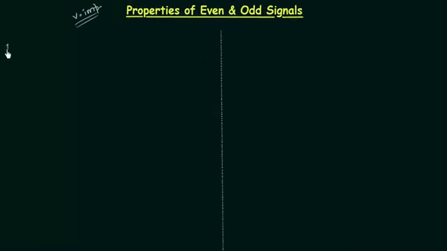In the first property, we will calculate the even component and the odd component of a DC value. Let's say the DC value is equal to 10, so xt is equal to 10. I will plot the waveform when time t is greater than 0. The y-axis is for xt and the x-axis is for time t, and when time t is positive, this is the waveform of xt.